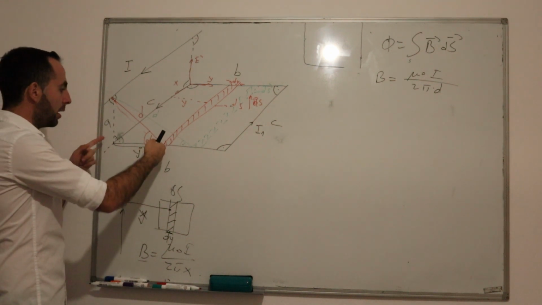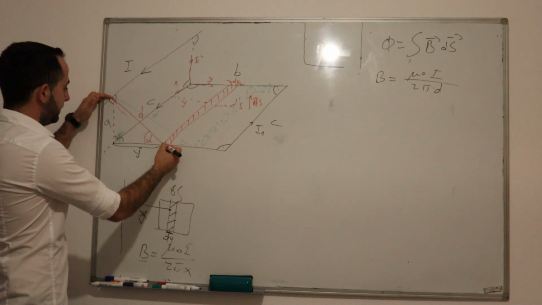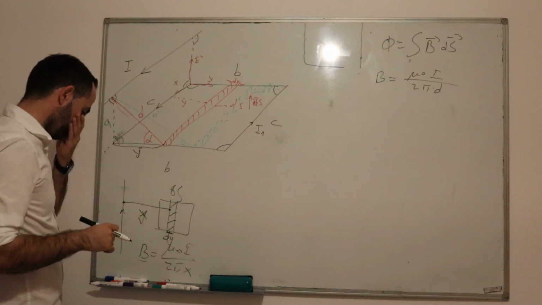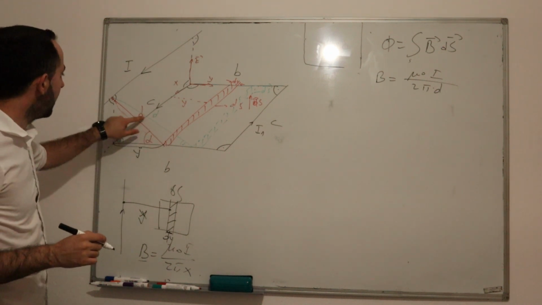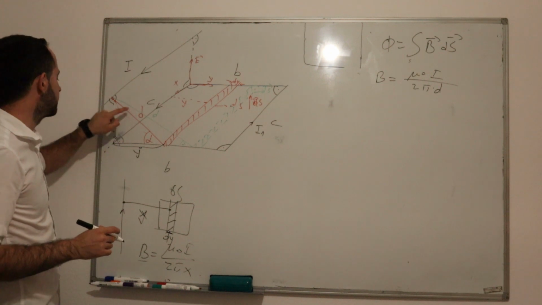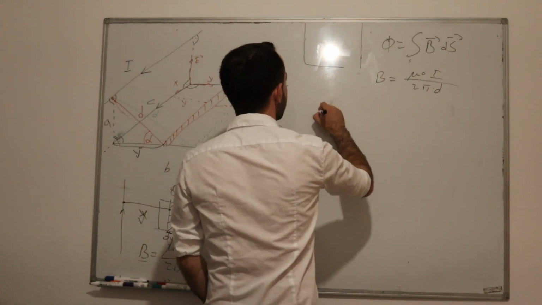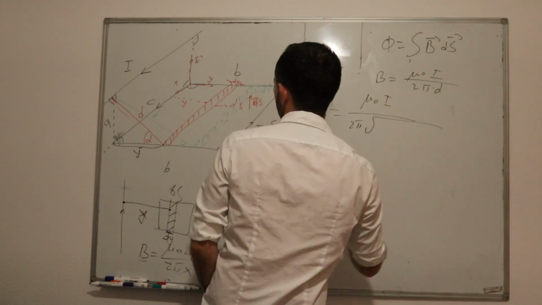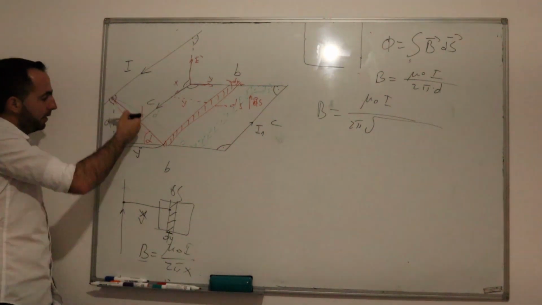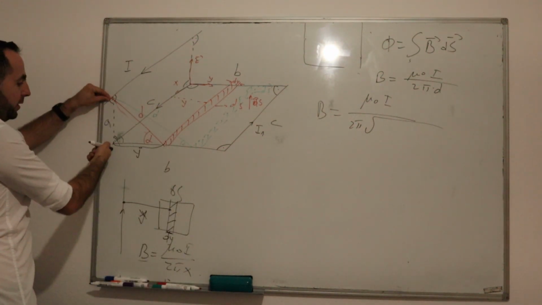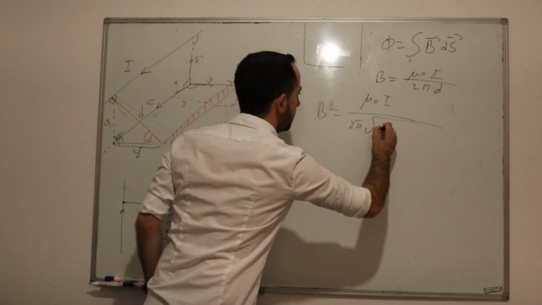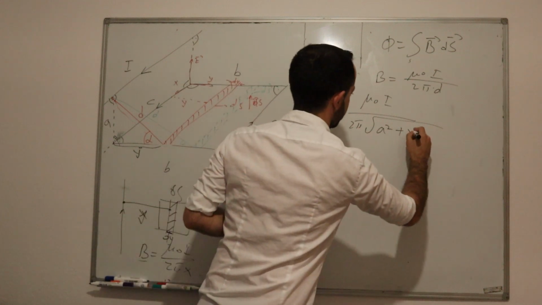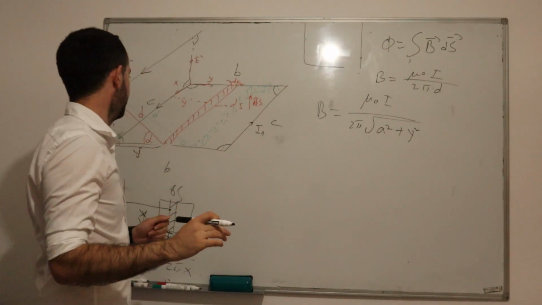Now, if our variable is y and we need this distance, we have a right triangle here. The distance is actually the hypotenuse, so it equals the square root of one cathetus, which in our case is this a, the distance of this surface from the conductor, plus the other cathetus, which is y. So that would be it.